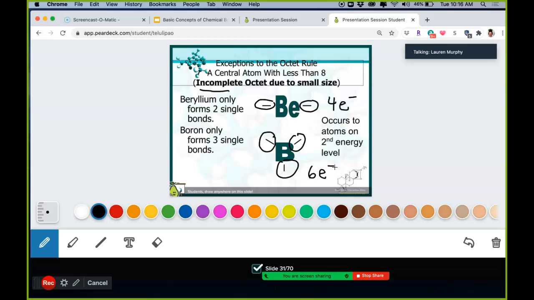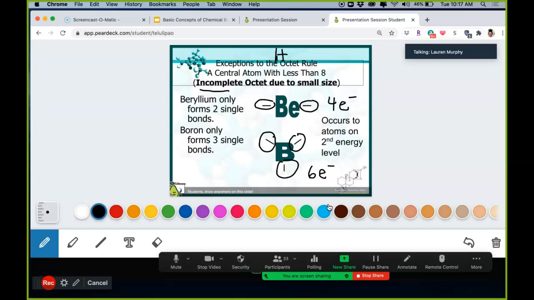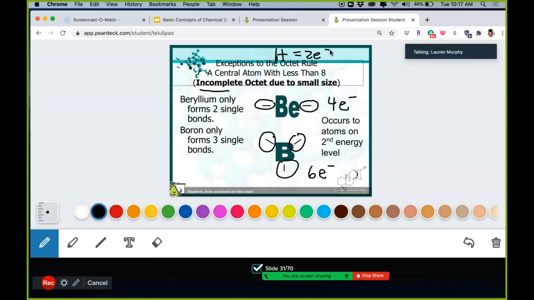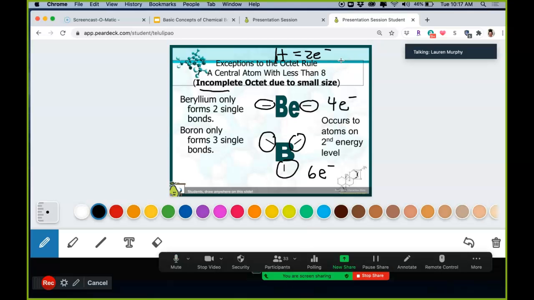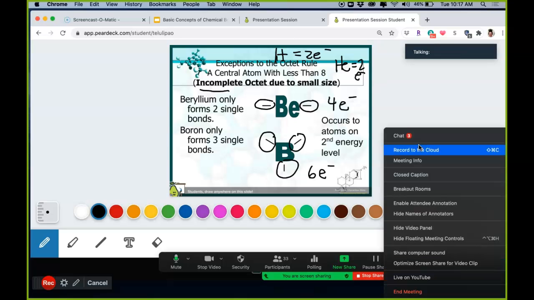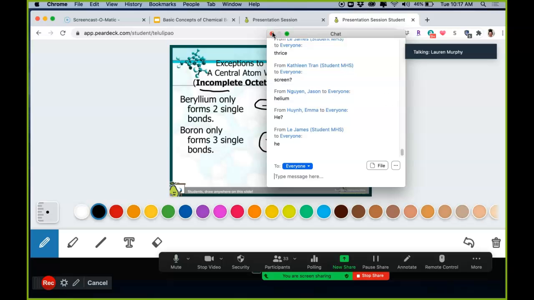Who are they? Hydrogen, right? Who else? Hydrogen maxes out at 2 electrons. Who else maxes out at 2 electrons? Helium, right? All right, any questions on this?